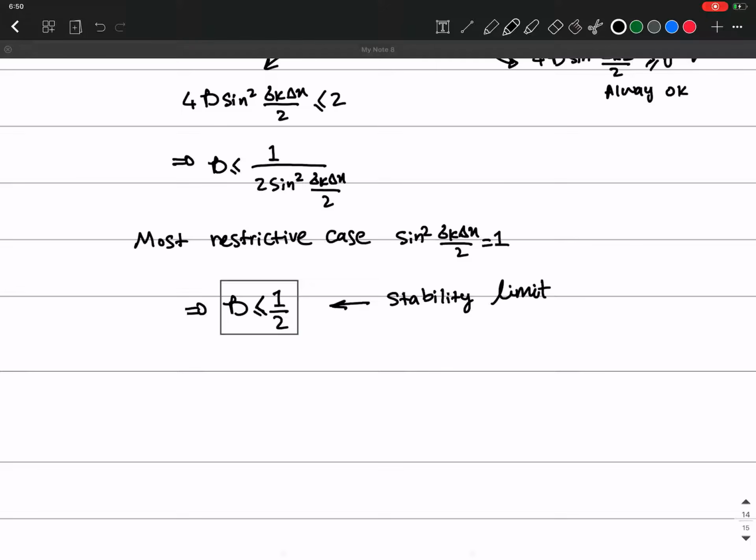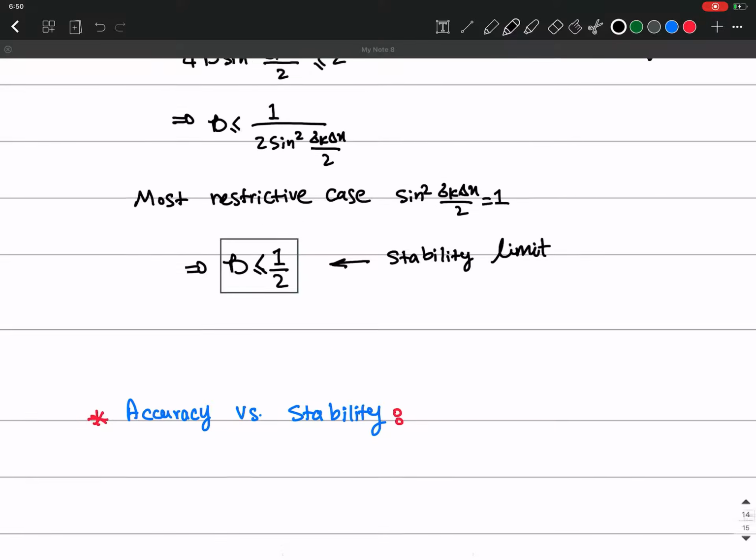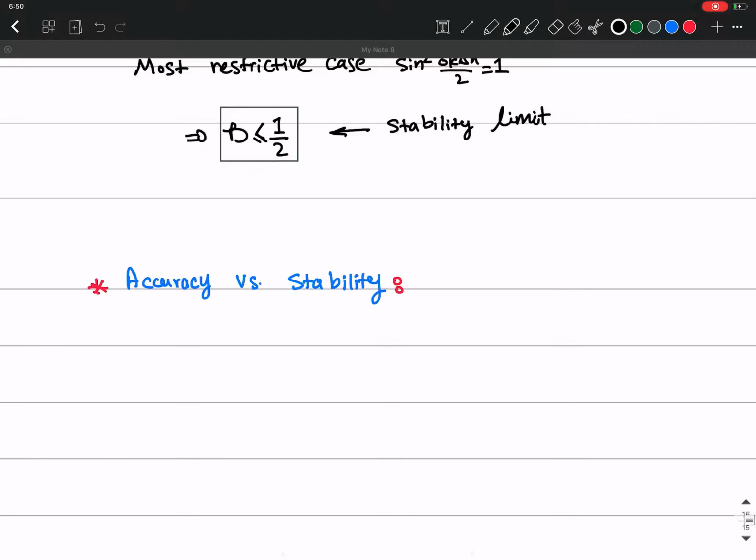So now I want to investigate accuracy versus stability. So far we only talked about stability, but how about accuracy? We talked about stability criteria of these numerical methods. But I want to now introduce a way that you can also investigate the accuracy of these methods by the same analysis, which is Fourier analysis.